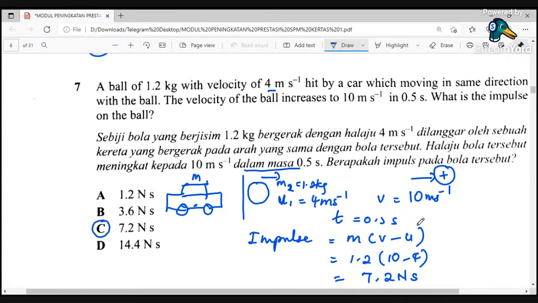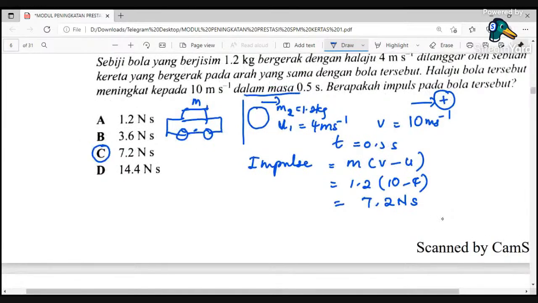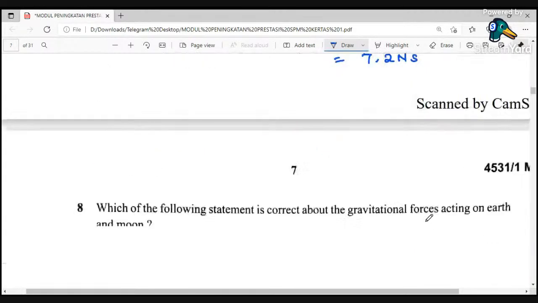Okay. So in this case, we will discuss about the ball. It means after the car hit, the ball continues to move in the same direction. So that's why the value of U here is positive, same direction as V. So 10 minus 4, you get 7.2 Newton second.